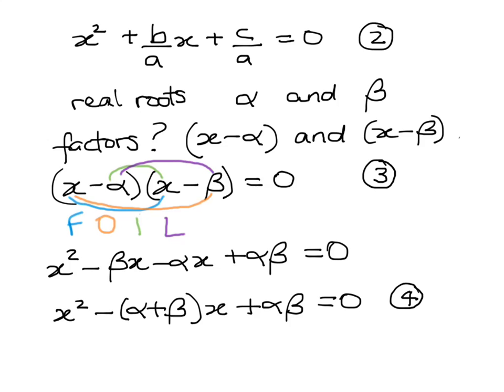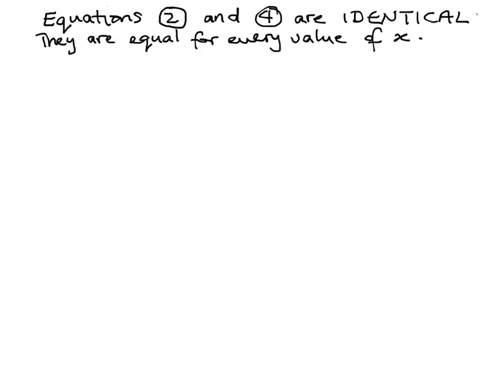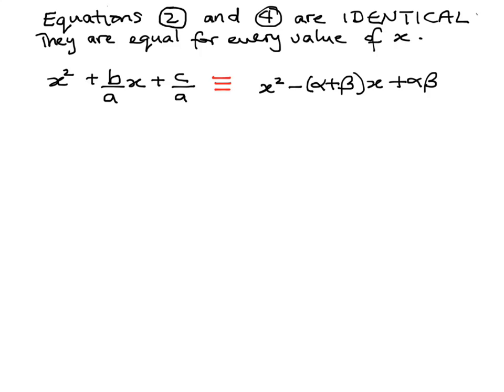So take a look. Ensure you understand. And then we need to note that equations 2 and 4 are identical. They are equal for every value of x. So x² + (b/a)x + c/a is identical to x² - (alpha + beta)x + alpha beta. It is just that the left-hand side is in terms of a, b, and c, and the right-hand side is in terms of alpha and beta.